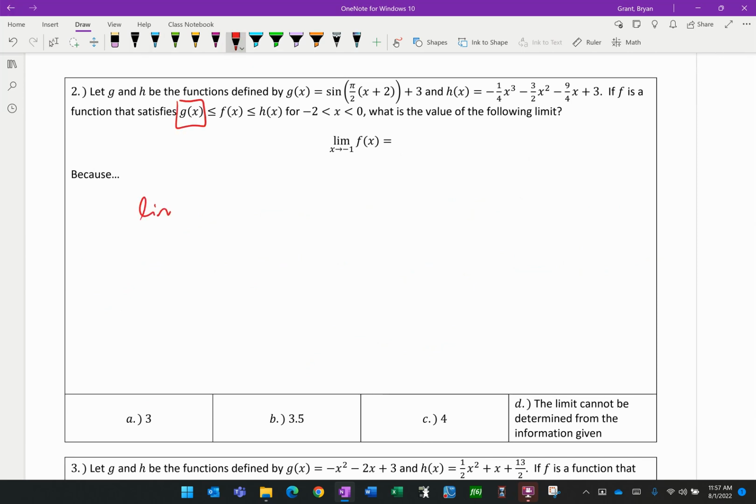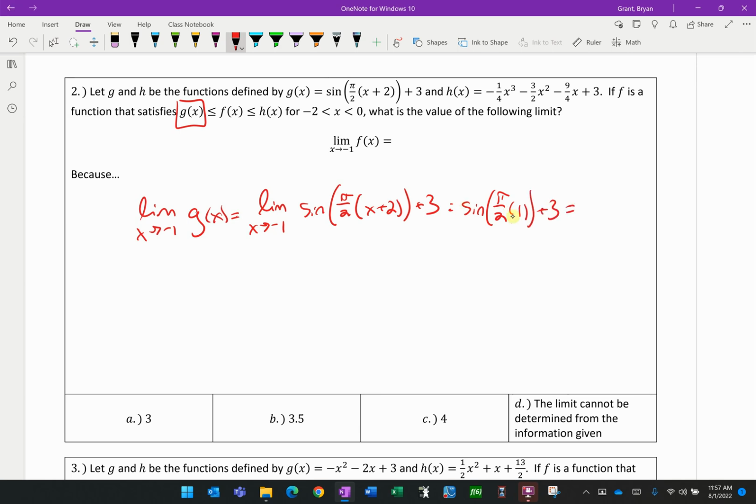Start with g of x. The limit as x approaches -1 of g of x will be the limit as x approaches -1 of sine of pi over 2 times (x plus 2), plus 3. Notice this is just sine of all this, and the plus 3 is at the end outside those parentheses, which will be sine of pi over 2. -1 plus 2 is +1. So this becomes sine of pi over 2. And sine of pi over 2, if I remember correctly, is 1. So 1 plus 3, I'm getting 4 here.